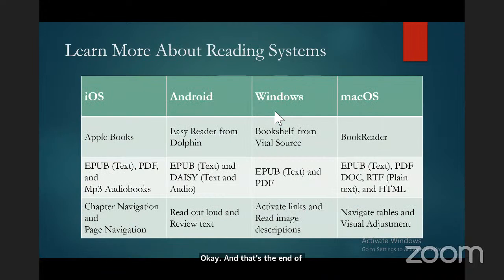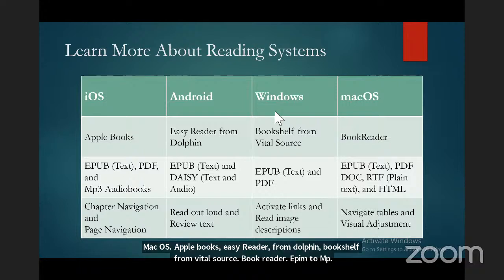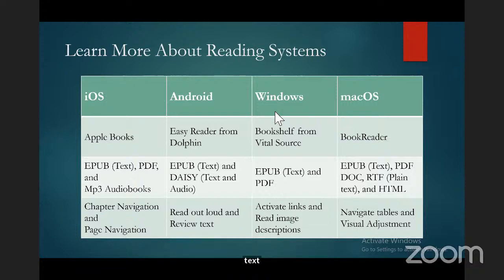Slideshow slide 3. Learn more about reading systems. Oh yeah, see, no more animations. Love it. iOS. Android. And I can actually read everything that's on this slide. Windows. Mac OS. Apple Books. Easy Reader from Dolphin. Bookshelf from Vital Source. Book Reader. EPUB. MP3 audiobooks. EPUB. Text. And Daisy. Text and audio. EPUB. Text and PDF. EPUB. Text. PDF. Doc. RTF. Plain text. And HTML. Chapter navigation and page navigation. Read out loud and review text. Activate links and read image descriptions.